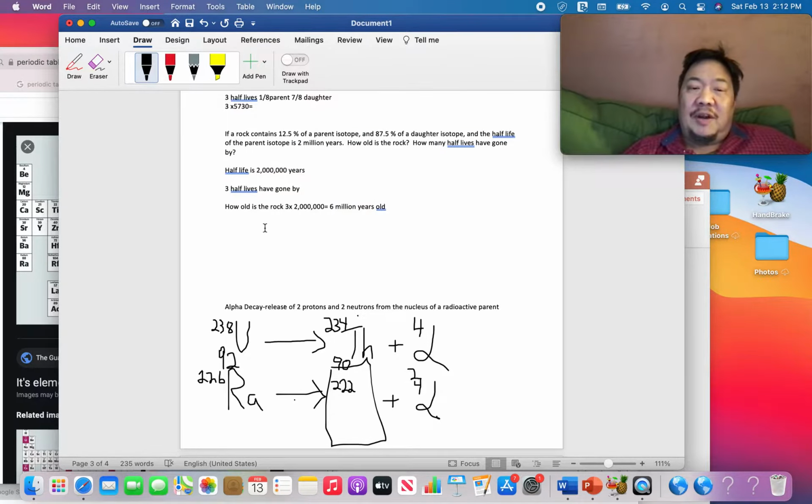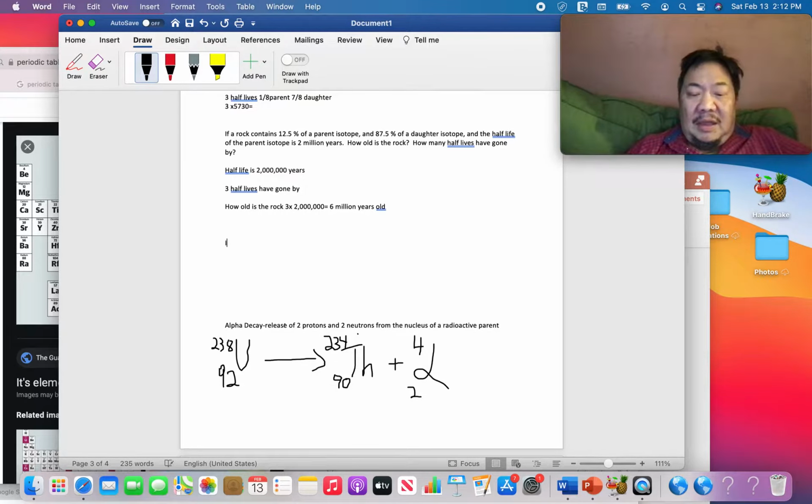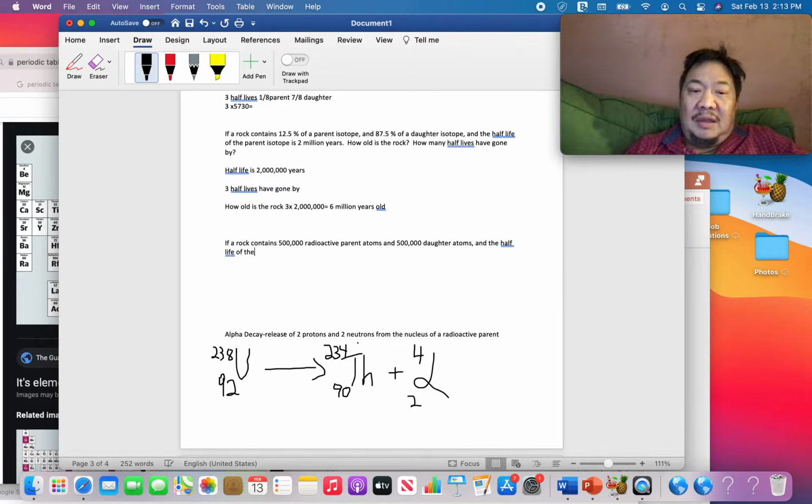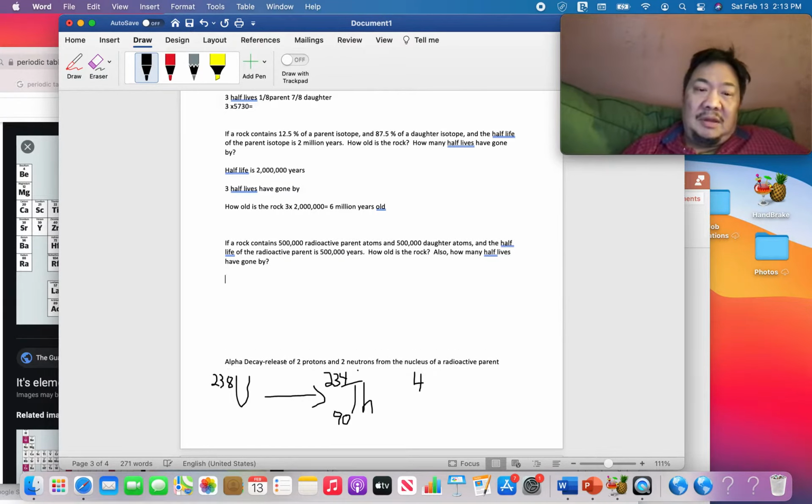Let's give you another problem and see if you can figure it out. If a rock contains 500,000 radioactive parent atoms and 500,000 daughter atoms, and the half-life of the radioactive parent is 500,000 years, how old is the rock? Also, how many half-lives have gone by? Try and figure that out in your head.